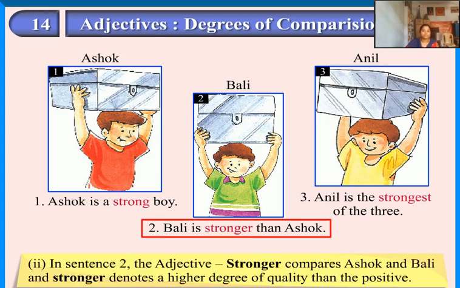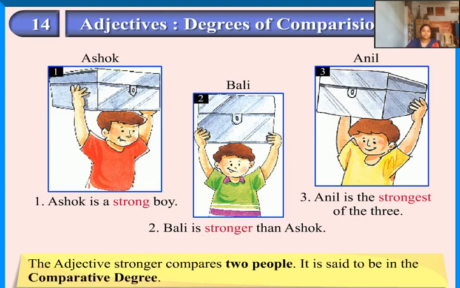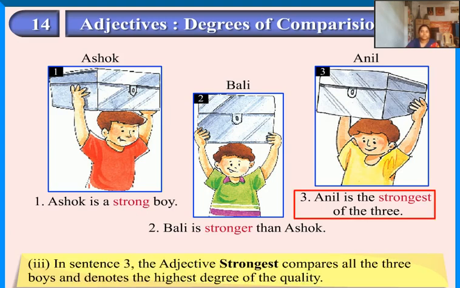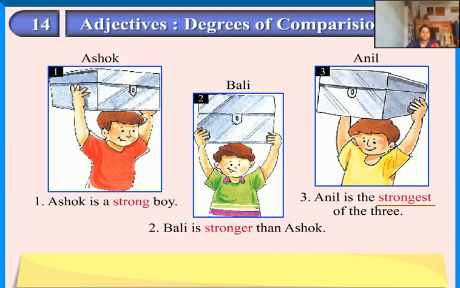In sentence 2, the adjective stronger compares Ashok and Bali, and stronger denotes a higher degree of quality than the positive. The adjective stronger compares two people. It is said to be in the comparative degree. In sentence 3, the adjective strongest compares all the three boys and denotes the highest degree of the quality. It is said to be in the superlative degree.